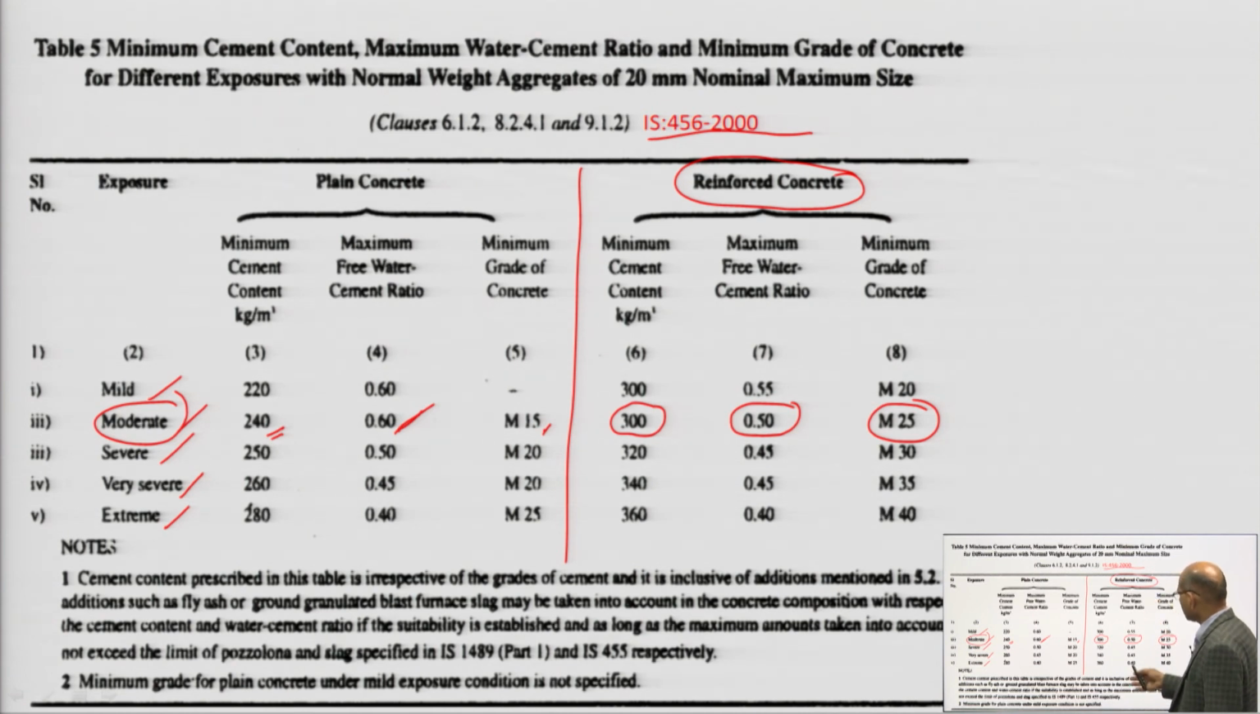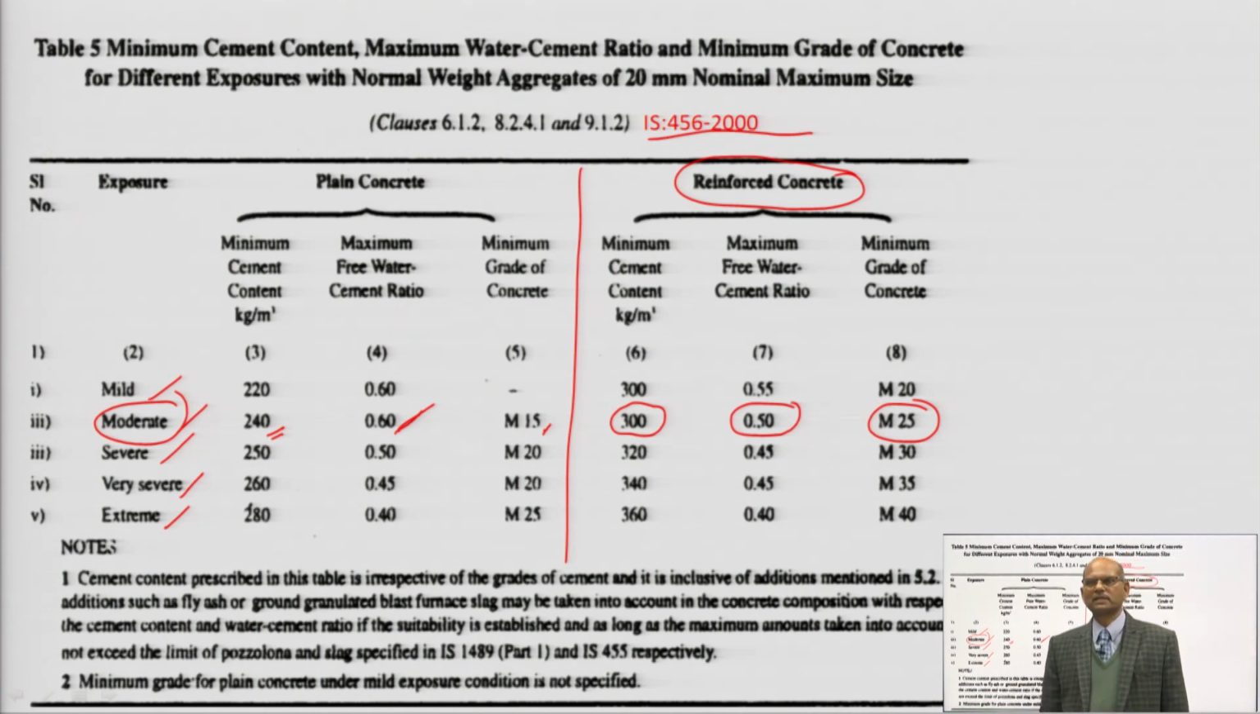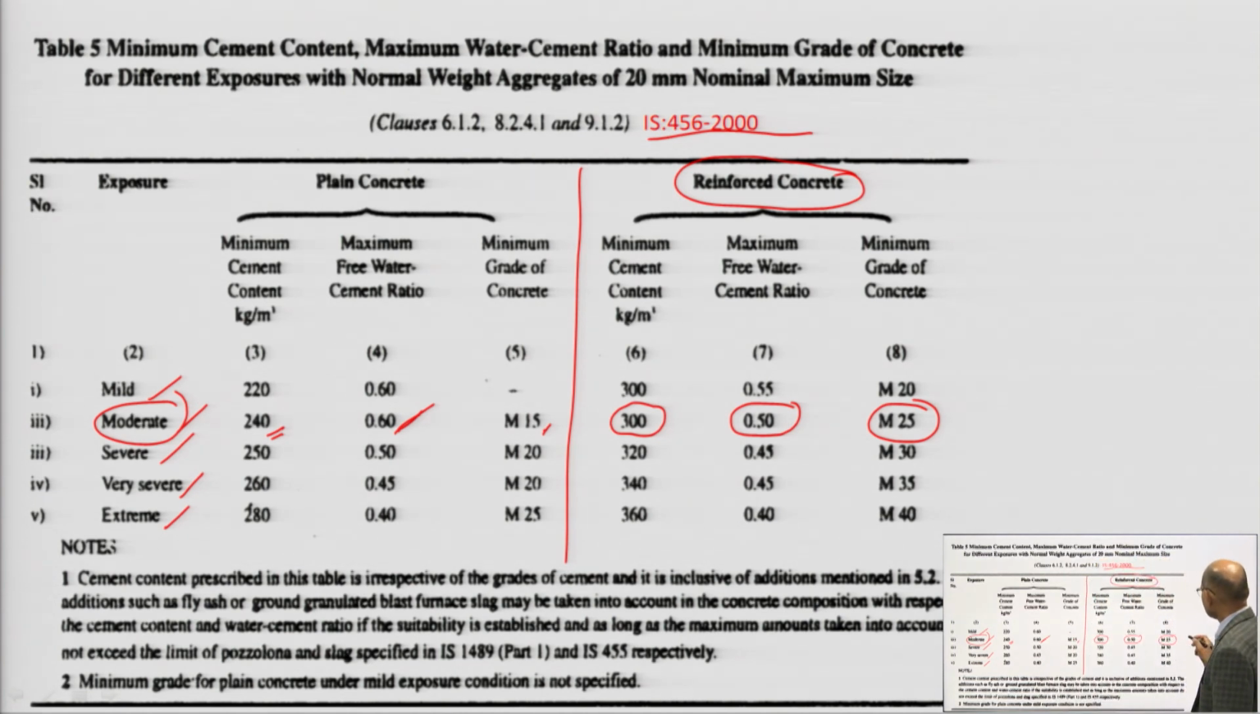So, this is the limitation. The maximum water cement ratio is 0.5. So, you can go 0.43 also, 0.3 also. It depends on the mix, but similarly the grade of concrete is also limited, that you should not use less than M25 grade of concrete if your structure is in moderate exposure condition. So, you are observing that our problem is M25 and the maximum free water cement ratio is 0.50.